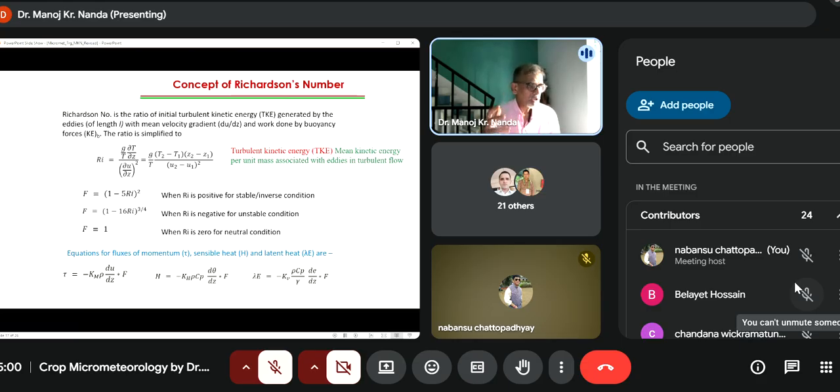If you want to know the details about it, I would suggest you go for the Monin-Obukhov similarity theory. It gives you very detailed information of this thermally stratified layer. Today, it is really difficult to explain this whole Monin-Obukhov similarity theory in this small time period. Actually, micrometeorology is a vast subject. So I'm just trying to get the simpler part of it.